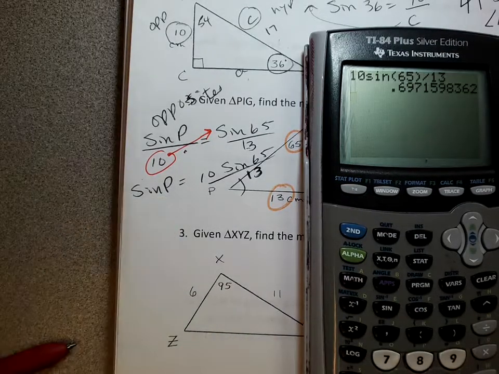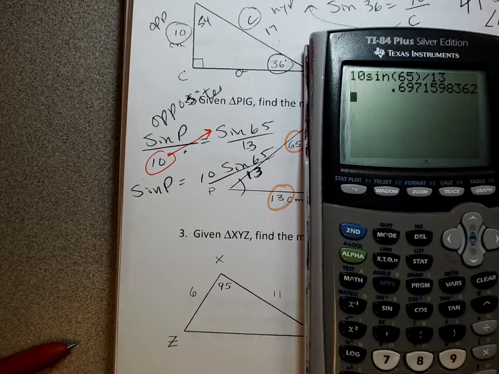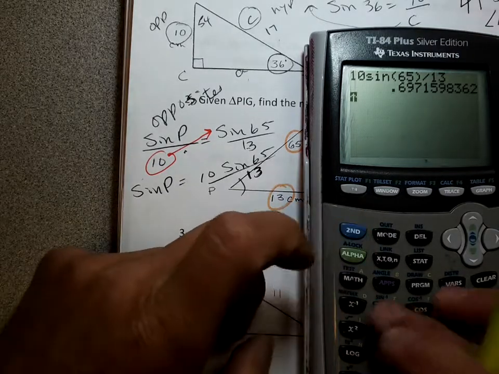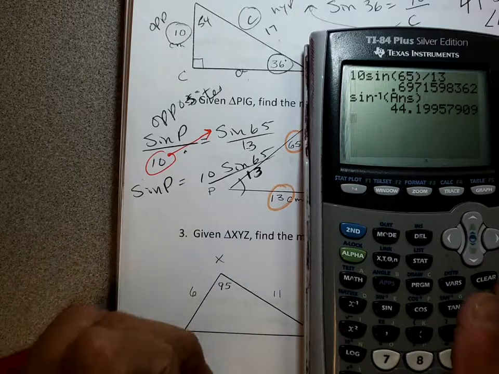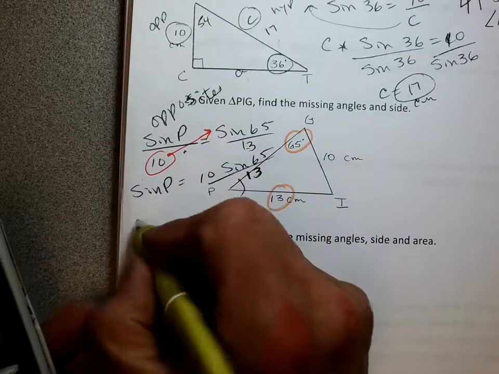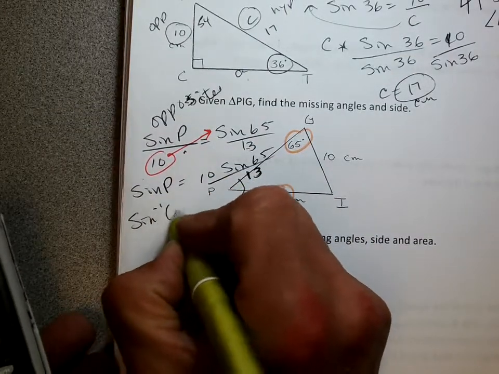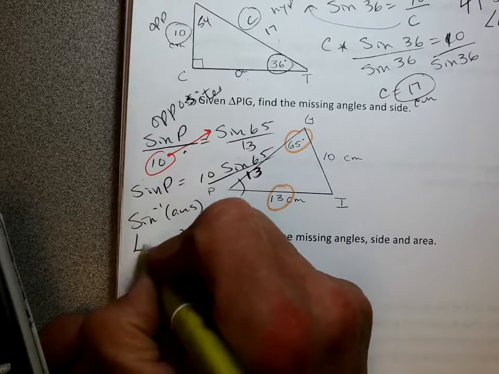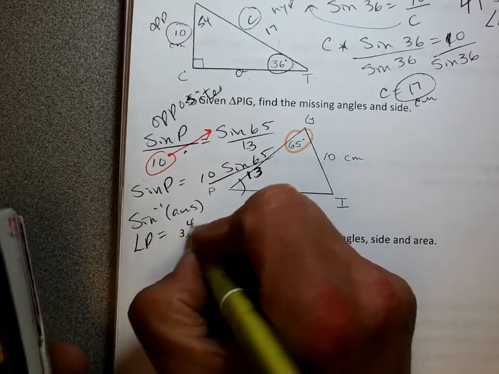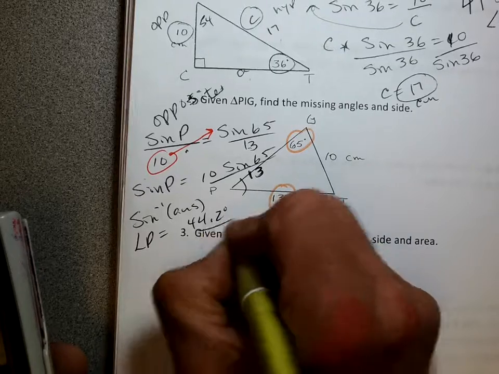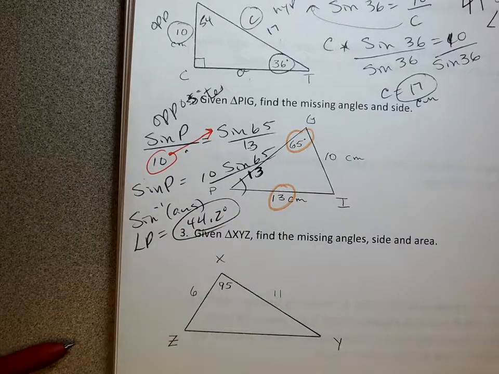I do get a decimal because I'm going to do the sine inverse of that, right? So I'm going to go sine inverse of that answer, and I get angle P is about 44.2 degrees. Okay? Thumbs up. Law of sines is probably the easiest, just opposites.